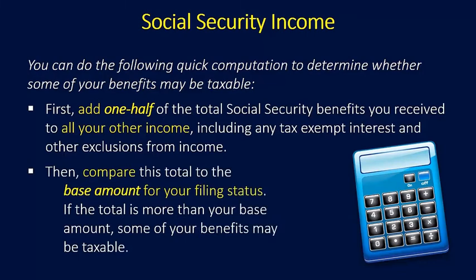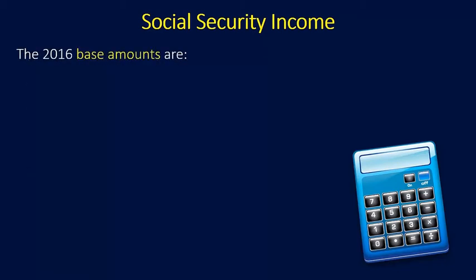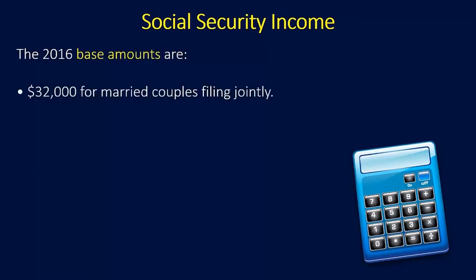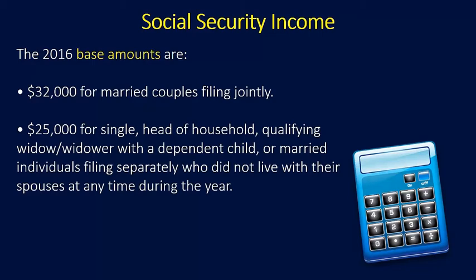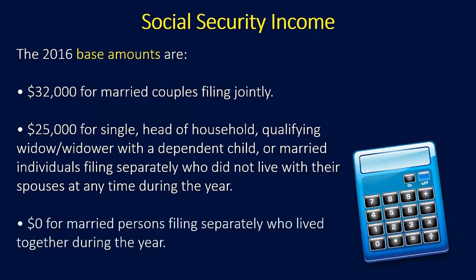Then, compare this total to the base amount for your filing status. If the total is more than your base amount, then some of your benefits may be taxable. The 2016 base amounts are $32,000 for married couples filing jointly, $25,000 for single, head of household, qualifying widow or widower with a dependent child, or married individuals filing separately who did not live with their spouses at any time during the year, and $0 for married persons filing separately who lived together during the year.